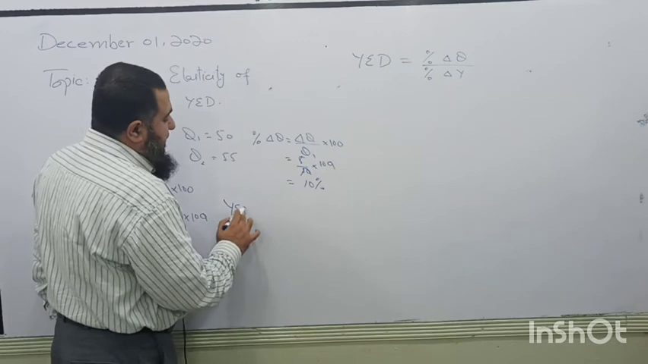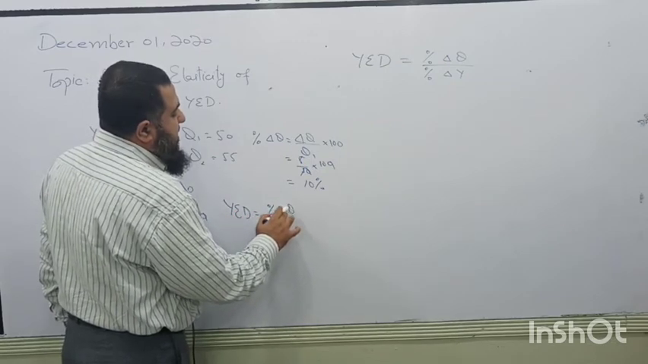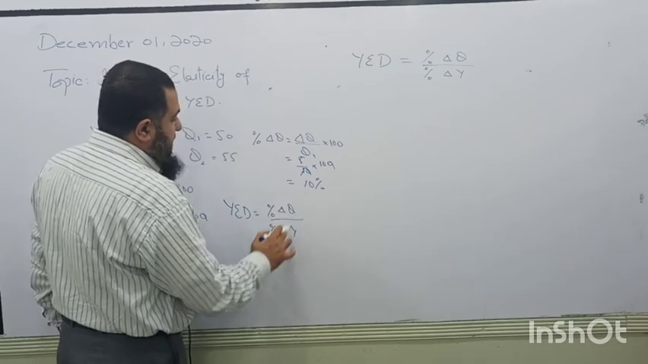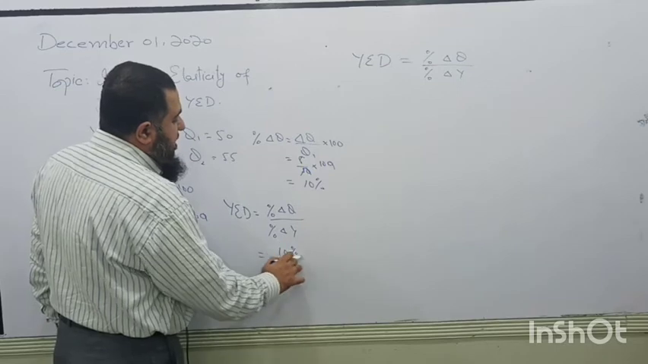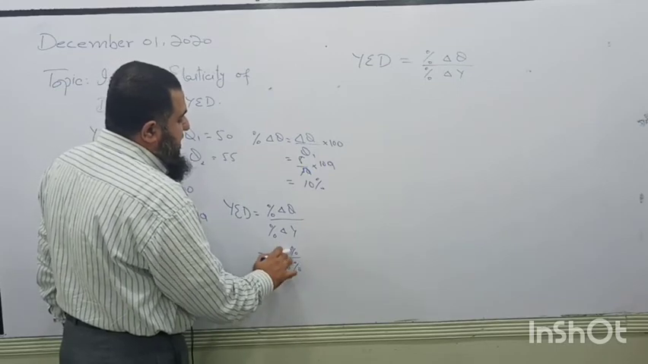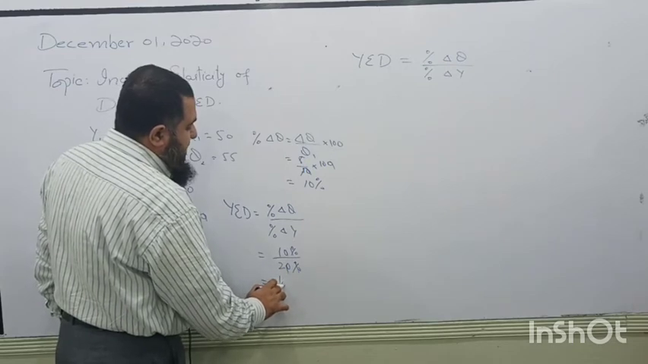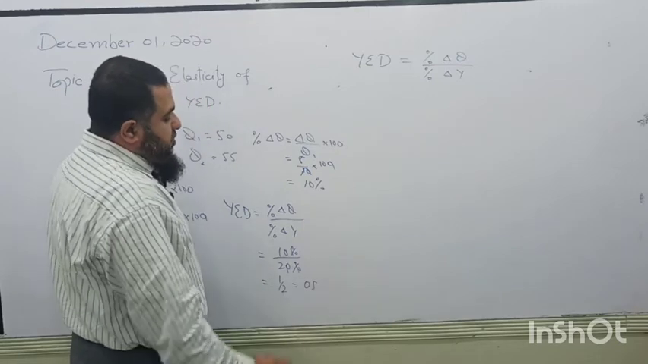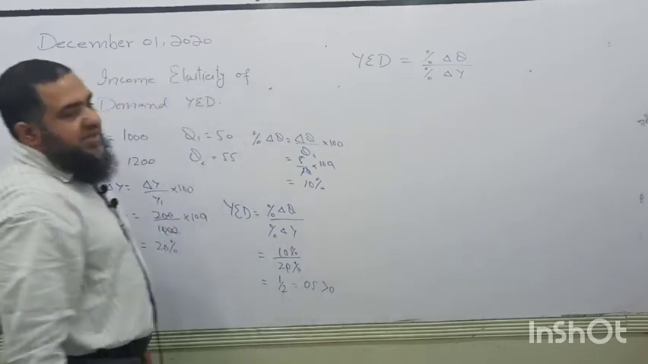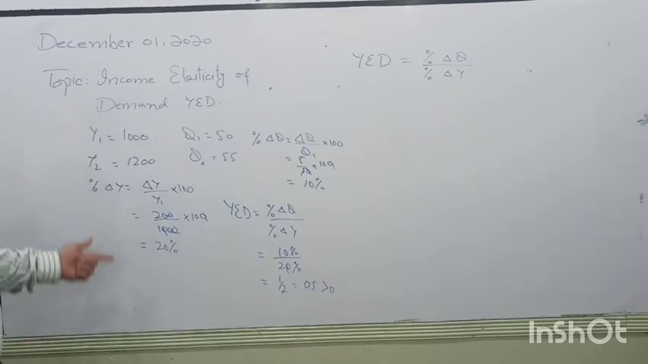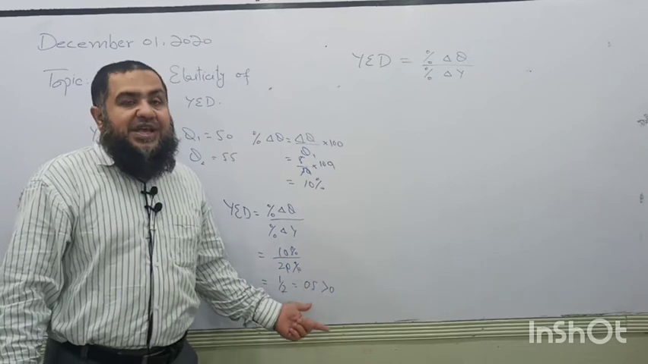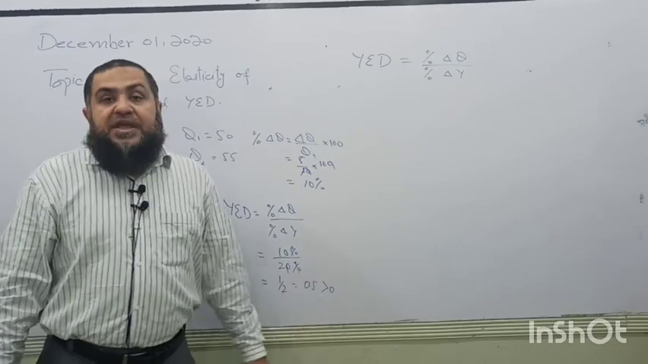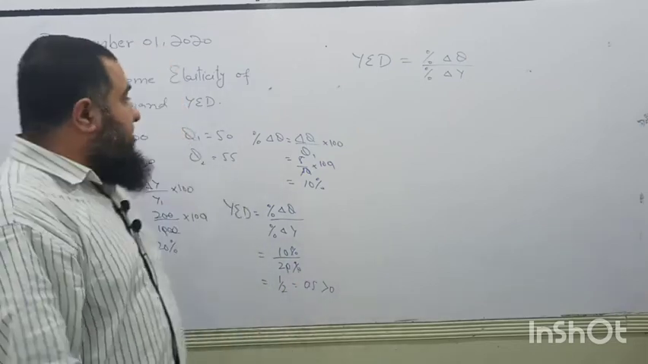So write the formula for income elasticity of demand: percentage change in quantity over percentage change in income. Quantity has increased by 10%, whereas income has increased by 20%. So the answer is 1 over 2, which means 0.5. Now this 0.5 is a positive value. What does it mean? When income increases by 1%, the demand for this product will increase by less than 1%. Although it is a normal good, and its demand is increasing, it is income inelastic.